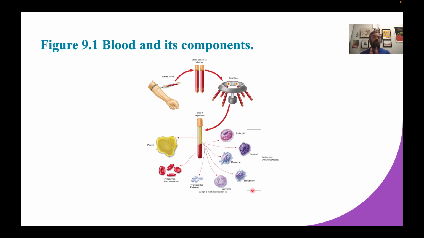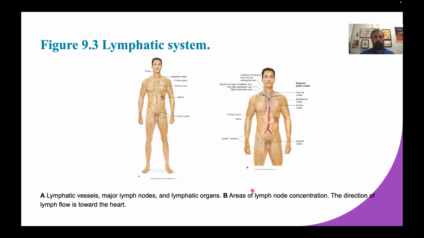All blood formation happens in red bone marrow, generally in the diaphysis or the epiphysis of long bones.